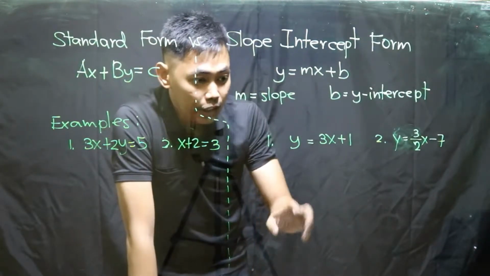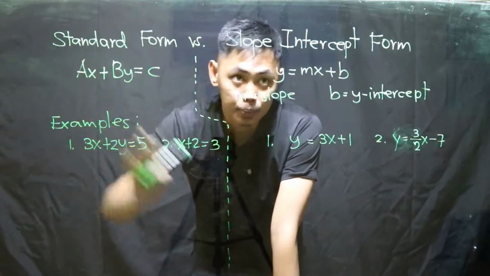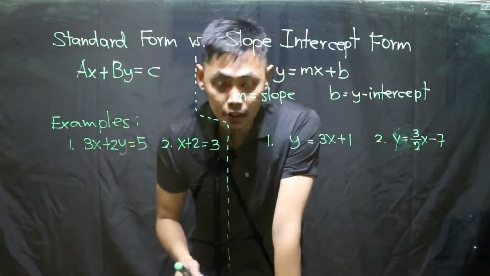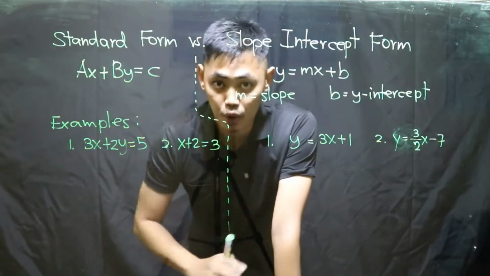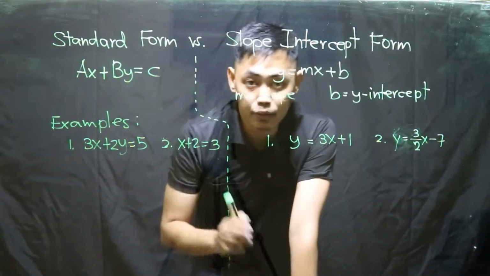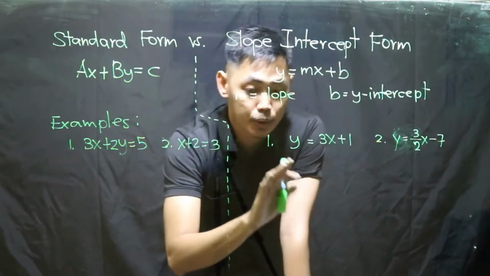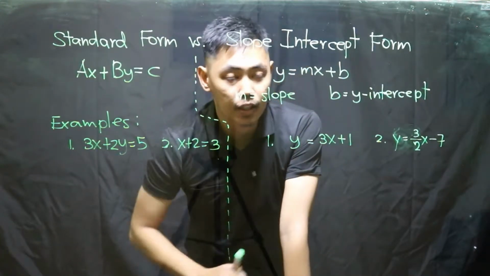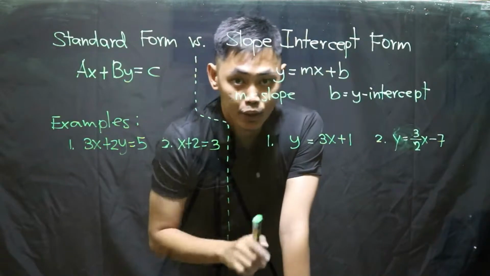Now, it is good to note here that we can actually convert a particular linear equation from standard form to slope-intercept form, and vice versa, all the way back. So what we will do is we will convert these standard forms to slope-intercept forms, as well as convert slope-intercept forms to standard form. And I almost forgot, these are the examples of slope-intercept forms of a linear equation. So we have y is equal to 3x plus 1, and we have y is equal to 3 over 2x minus 7.